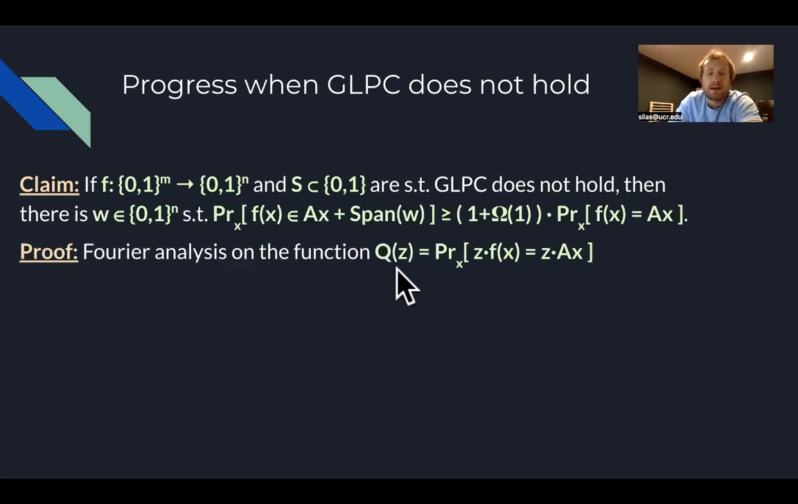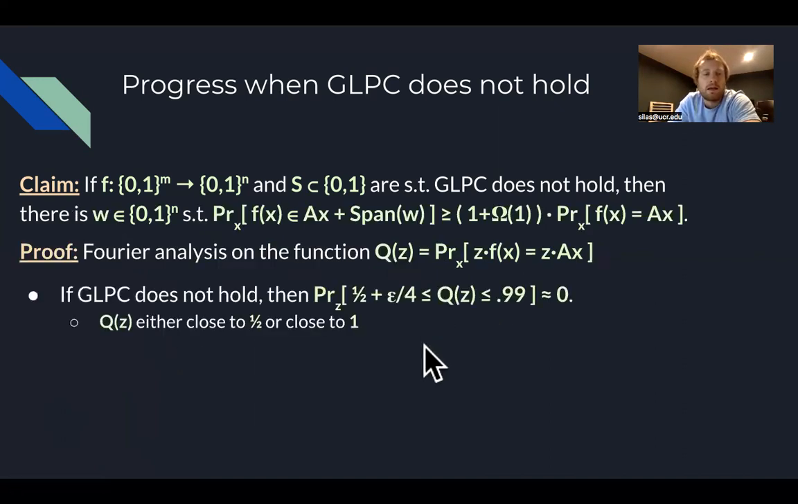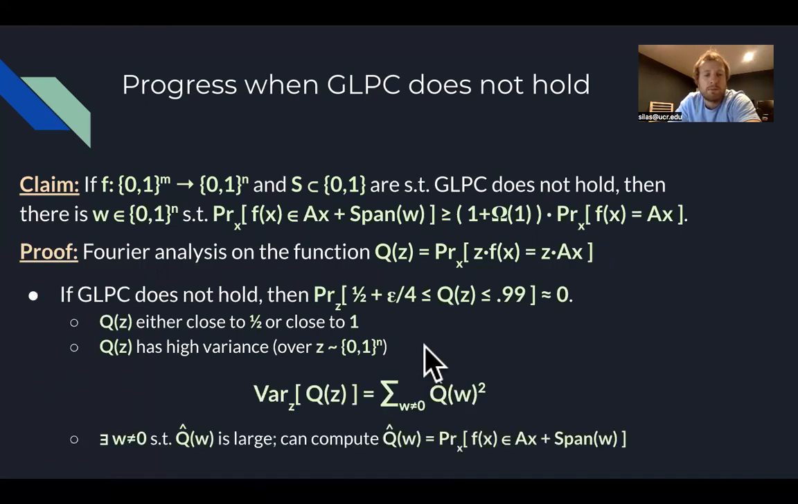The proof is by Fourier analysis on the function Q. I will leave the proof written here, so you can pause the video and look at the proof. This is a fair high-level overview of the proof.